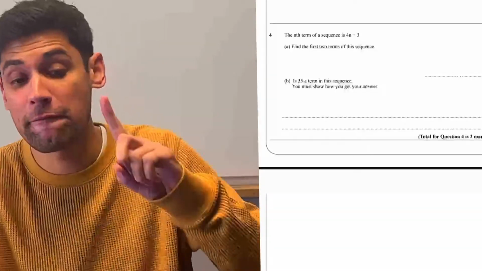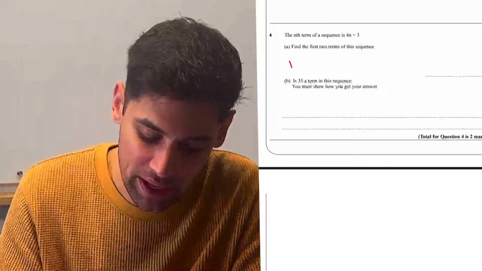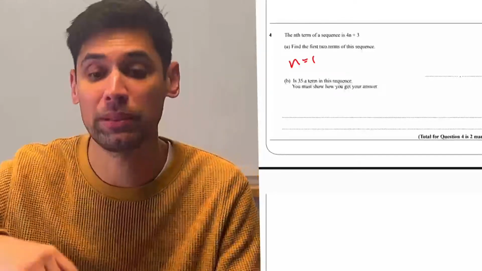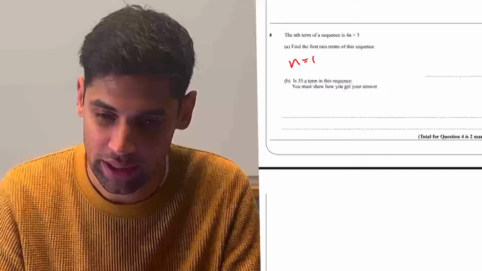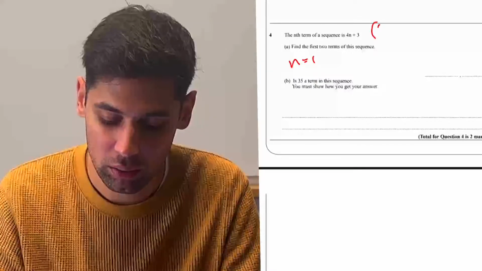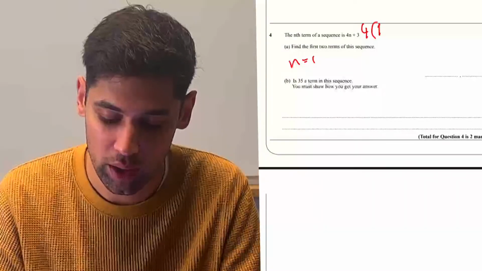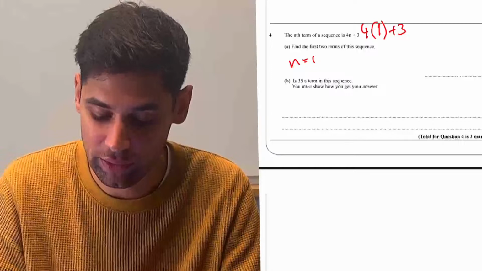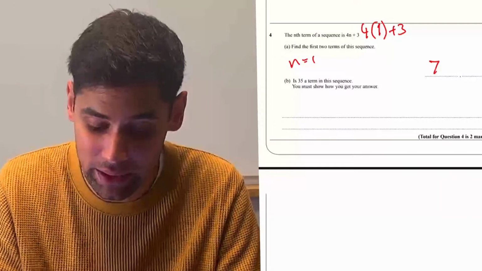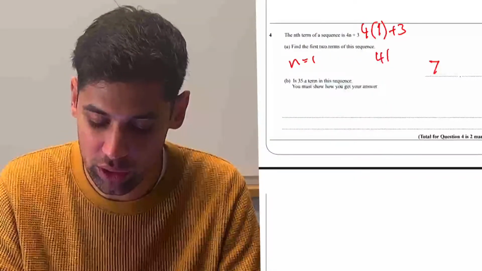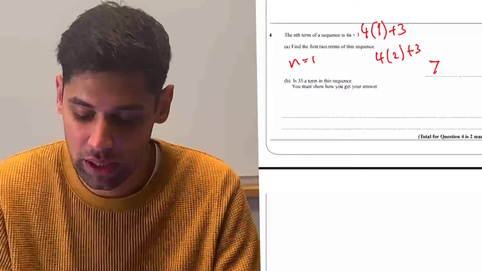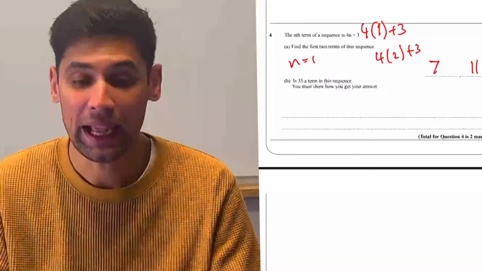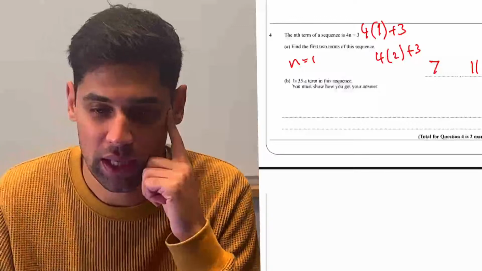So if we're looking for the first term, that's when n equals 1. So you quite simply sub n equals 1 into the equation. In this case, that's going to be 4 times 1 plus 3, which is 7. And then to find the second term, you just sub 2 into the equation. So 4 times 2 plus 3, so it's going to be 8 plus 3 is 11. Simple as that. Is 35 a term in the sequence? That's the next question to ask.